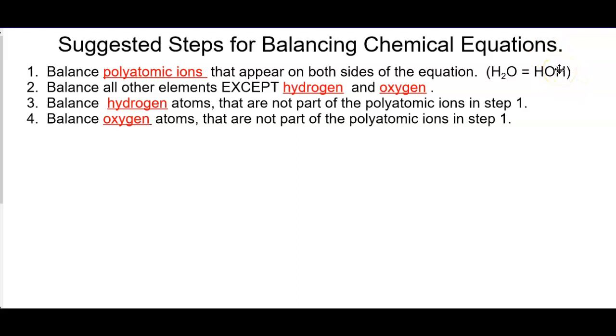Remember, a polyatomic ion is two or more atoms acting as a unit. So SO4, BrO3, NH4 in the front, those kinds of things are your polyatomic ions.